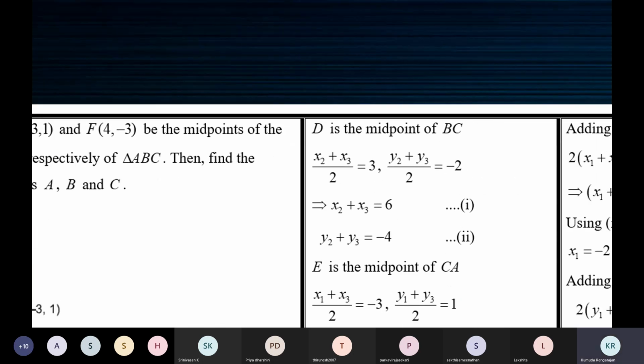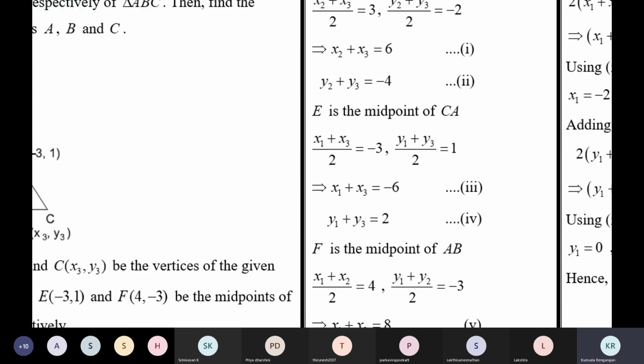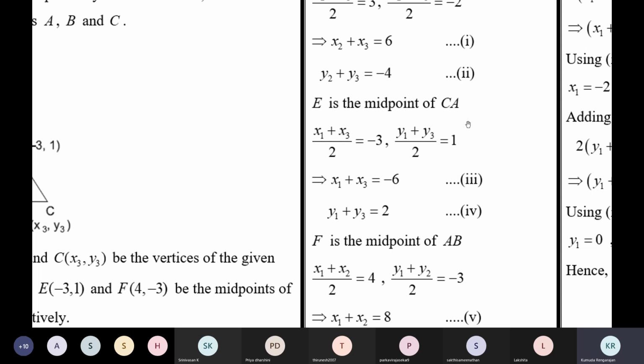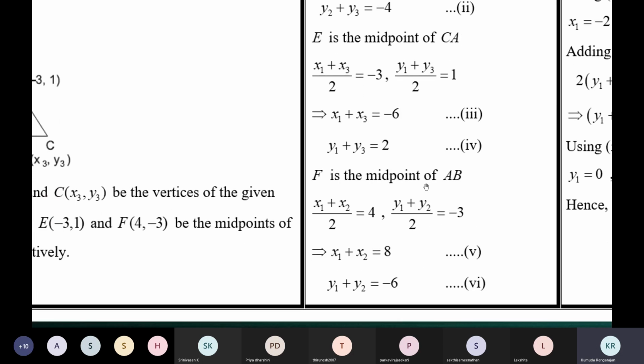See, children, this is what we just discussed. So now on cross multiplying, you get x2 plus x3 is 6. On cross multiplying this, you get y2 plus y3 is minus 4. So like that, write out the different results. So this is called 1 and 2. Write out the different results. Then cross multiply, call them 3 and 4. Again, these two results cross multiply and call them 5 and 6.